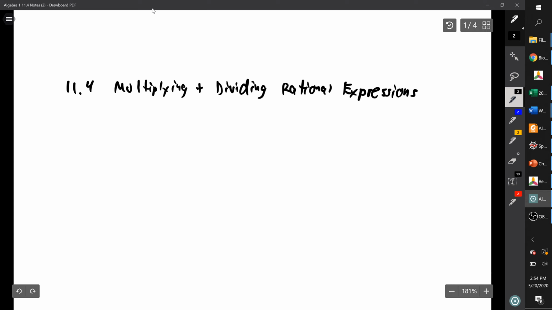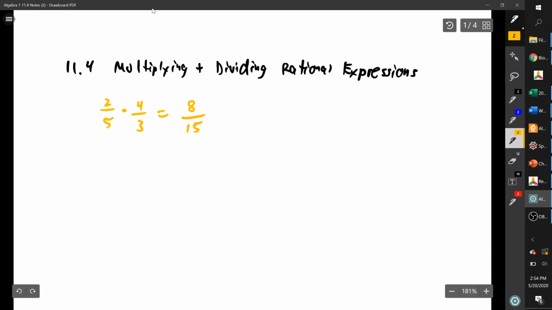And this is easier if you can get into the mode of still dealing with fractions. With regular fractions, if you are multiplying 2/5 times 4/3, you just multiply the numerators, that gives you 8, multiply the denominators, 8/15. Okay? It works the same way with this, we just have more going on.